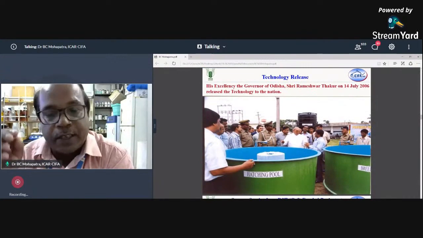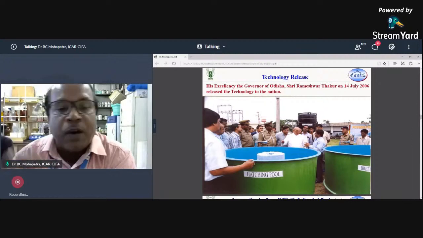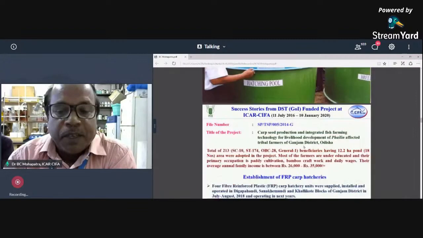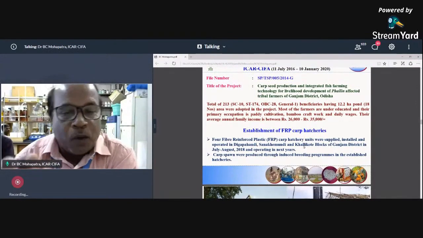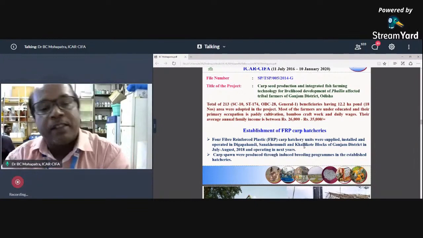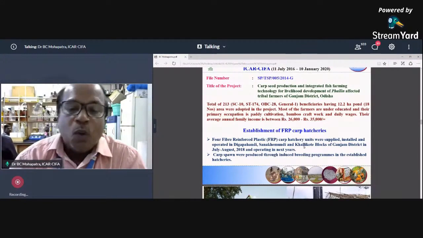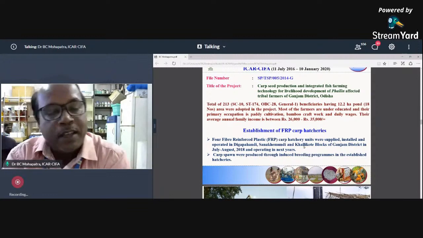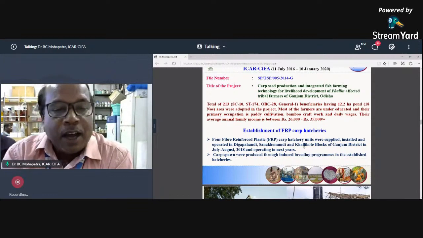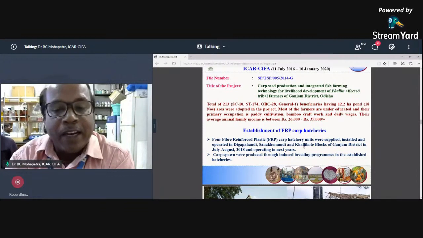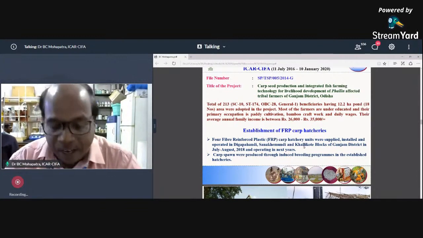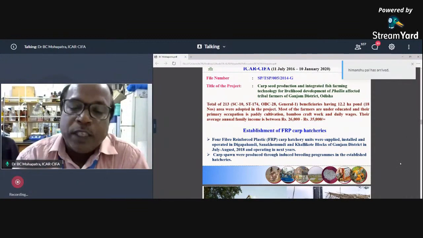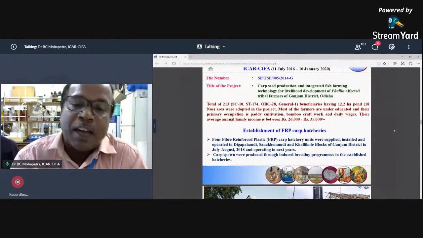This technology was released to the nation on 14th July 2006 by the Honorable Governor of Odisha. Next. We recently operated a DST project, which was completed on the 10th of January this year. We did many good things in the project, where we gave hatcheries at 4 locations to the tribal population, who earn very little. I have given all details to the DST in my project. And we have given hatcheries, which are the basic need for any aquaculture production enhancement system.